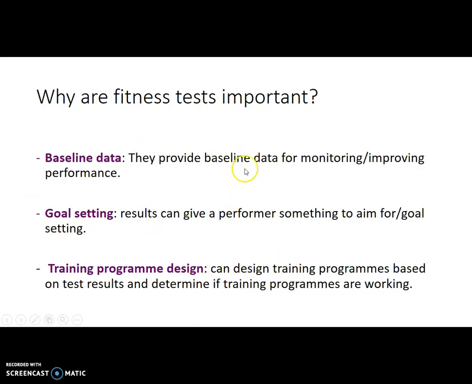So we've looked at baseline data, we've realised they need to improve their power, so then we need to do a program to improve their power, and the goal may be, in 6 months' time, improve your power by so much, which gives the athlete something to aim for. So that's why you choose all of this. Okay, so that is why you have fitness tests.